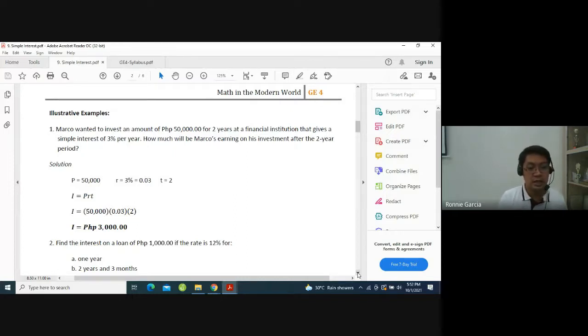Find the interest on a loan of 1,000 pesos if the rate is 12% for 1 year. So that's the first one. What is the interest for 1 year? Second one, what is the interest for 2 years and 3 months? I will give the explanation later.